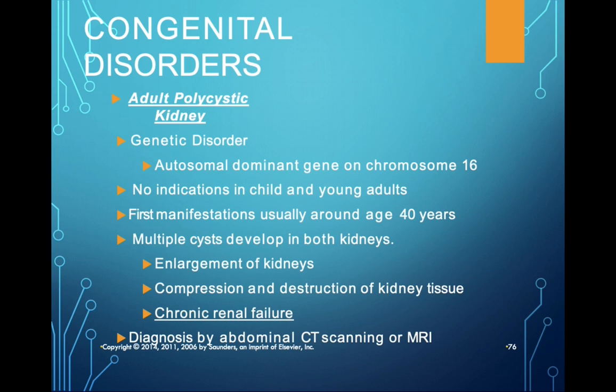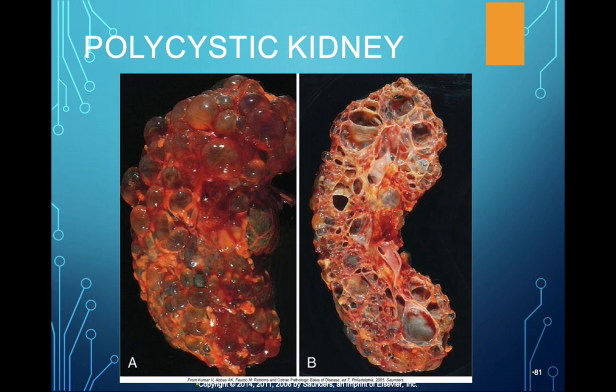Let's look at adult polycystic kidney. It's also a genetic disorder. It's an autosomal dominant gene on chromosome 16. There's no indications in the child and the young adult. They're pretty much asymptomatic until they develop around 40 years of age. And then these multiple cysts develop in both kidneys, and there's enlargement of the kidneys. And then there's compression and destruction of all the kidney tissue, which results in chronic renal failure. This is typically picked up in an abdominal CAT scan or an MRI.